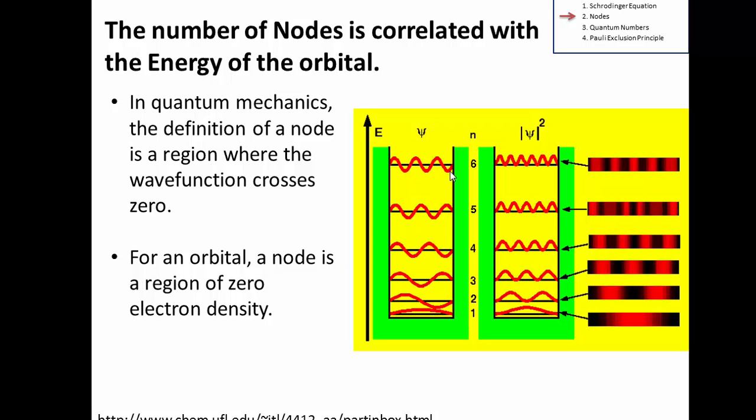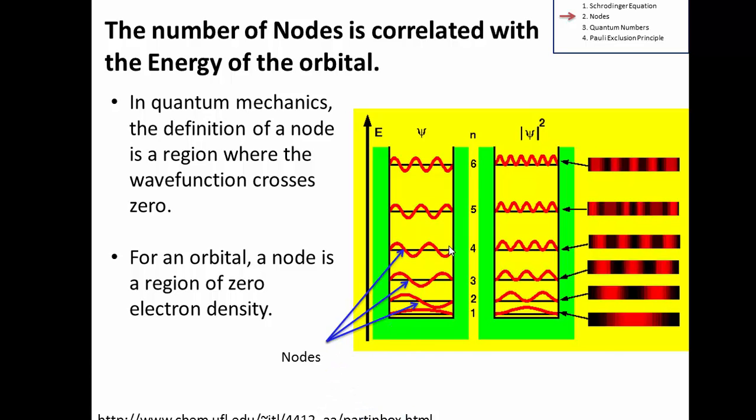So it's a location where there's absolutely zero probability that an electron will be found in that spot. So just to give you an example, this is a wave function for an electron that's just inside of a box, so it has very simple wave functions. And every time the wave function crosses zero, that's a node. So this first energy level doesn't have any nodes. The second has 1, the third has 2, the fourth has 3, and so forth.